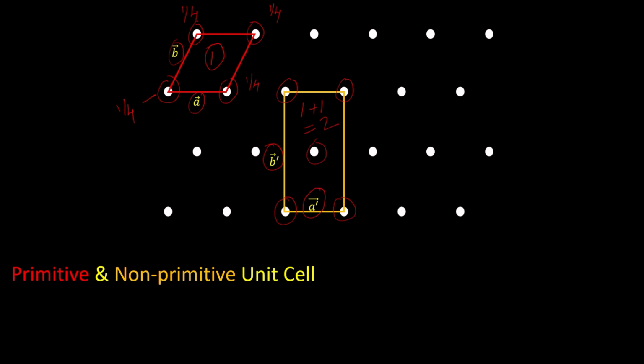Such unit cells are called non-primitive unit cells. So there are two types: primitive unit cells and non-primitive unit cells. Primitive unit cells are minimum volume unit cells that contain only one lattice point, and in non-primitive unit cells there can be additional lattice points, either on the face of the unit cell or within the unit cell itself. Now the unit cell defined by A and B has minimum volume and is equivalent to one lattice point. We have seen that. Hence, this is a primitive unit cell, and this one has a larger area, or in 3 dimensions a larger volume. So this is called a non-primitive unit cell.